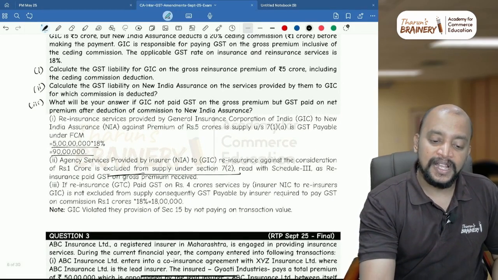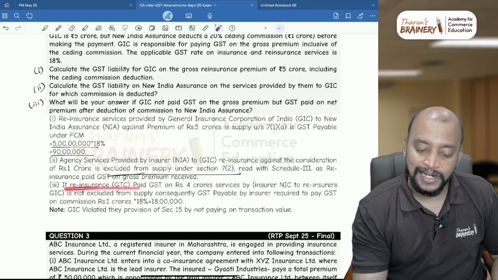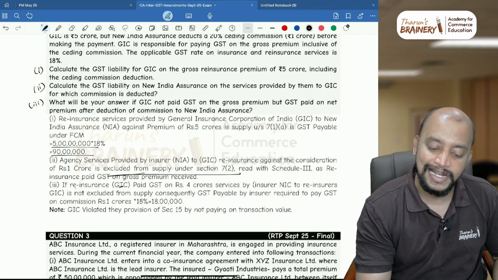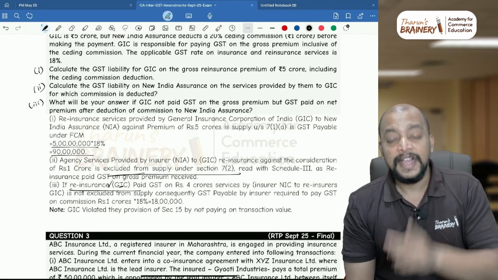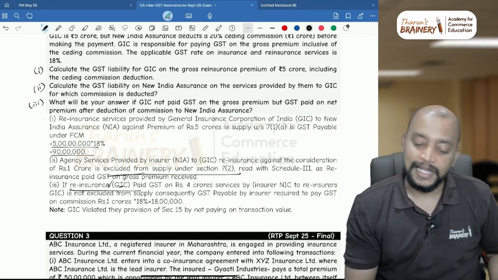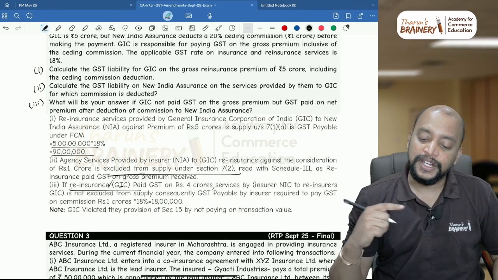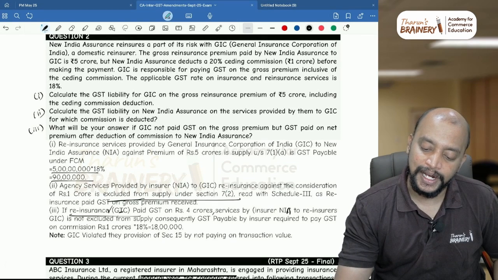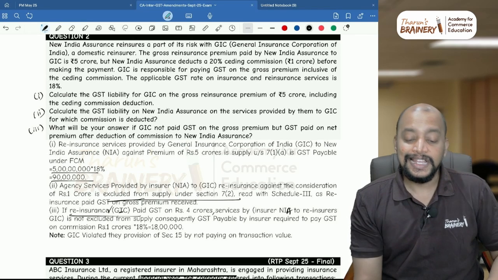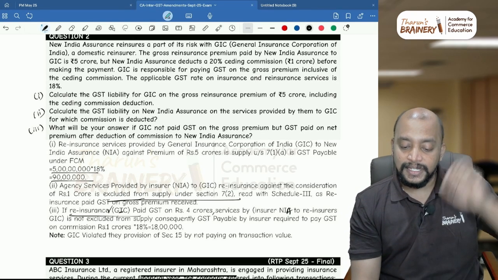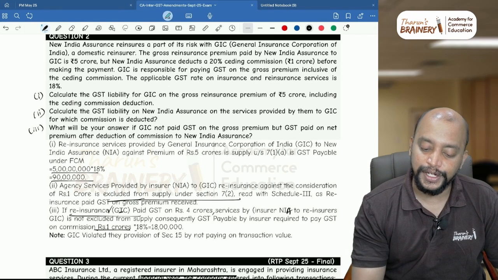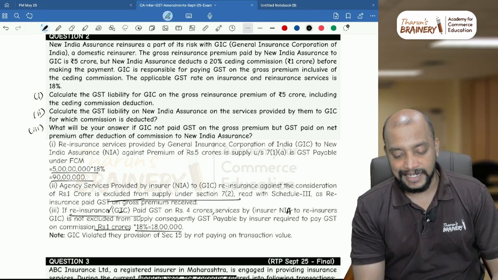If reinsurer GIC paid GST on 4 crores, then services by insurer, who is that insurer? New India Assurance. Insurer New India Assurance to reinsurer GIC is not excluded from supply. Consequently, GST is payable by the insurer, so with respect to commission, 1 crore into 18%, 18 lakhs.